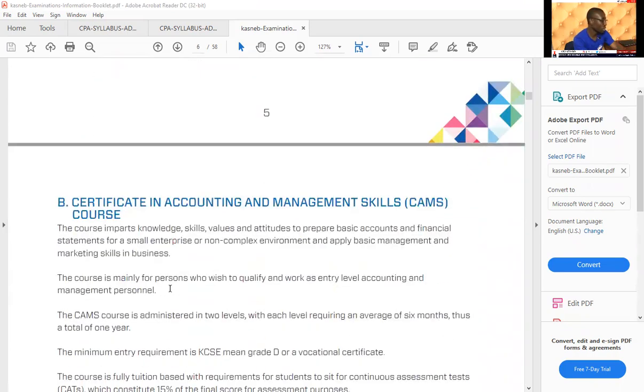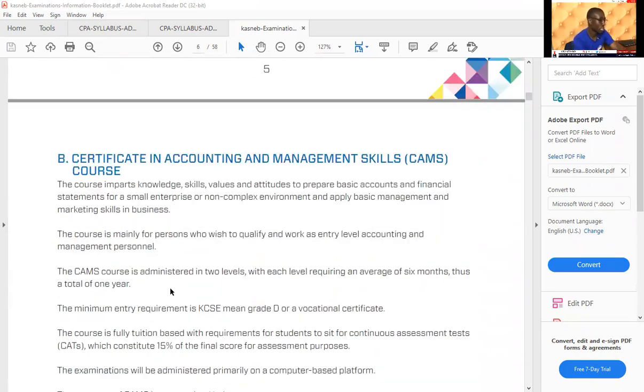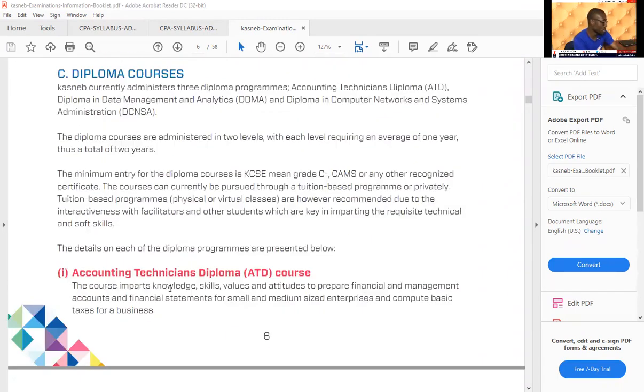Talk about the certificate in accounting and management skills. This is CAMS, which was still there. Nothing much has changed on that.